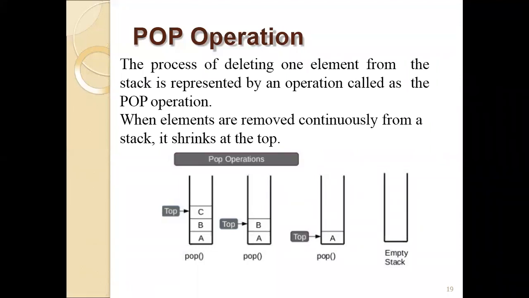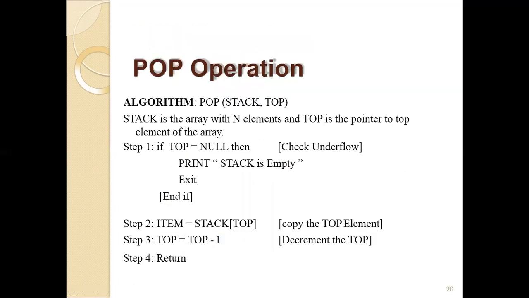Okay, just see how the pop operation gets performed. Initially, the pop operation is called, and the C item is removed from the stack. Again, the pop operation is called, and the B item is deleted from the stack. Again, the pop operation is performed, the A item is deleted from the stack, and the final result will be an empty stack. Okay, this is the step-by-step execution of how the pop operation is called 3 times and the stack becomes empty. See the algorithm to perform pop operation.